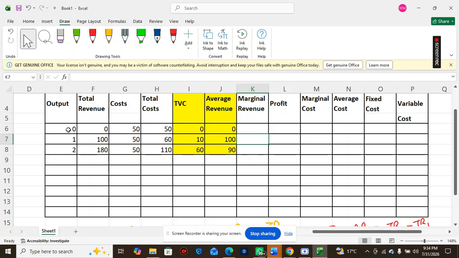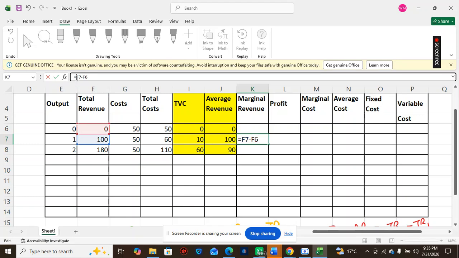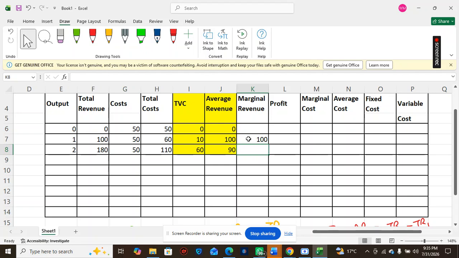When we move from 0 units to 1 unit, our total revenue increases from 0 to 100. So our new total revenue is 100 kwacha minus our old total revenue 0 kwacha, divided by our new quantity 1 minus our old quantity 0. You're going to get 100 kwacha. So for this first unit that we brought, the extra revenue is 100 kwacha.